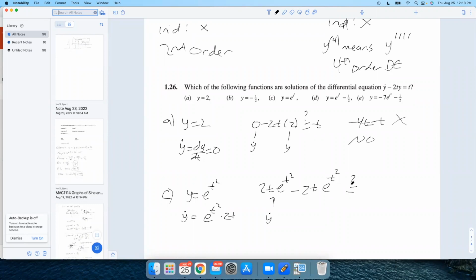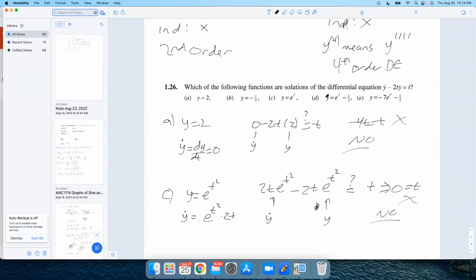And the question is, question mark, does that just equal t? That right there was y. And I don't think so. I think those just cancel out, right? We get 0 equals t. That's an ugly t there. Let me fix that. Nope. So that guy is not a solution.